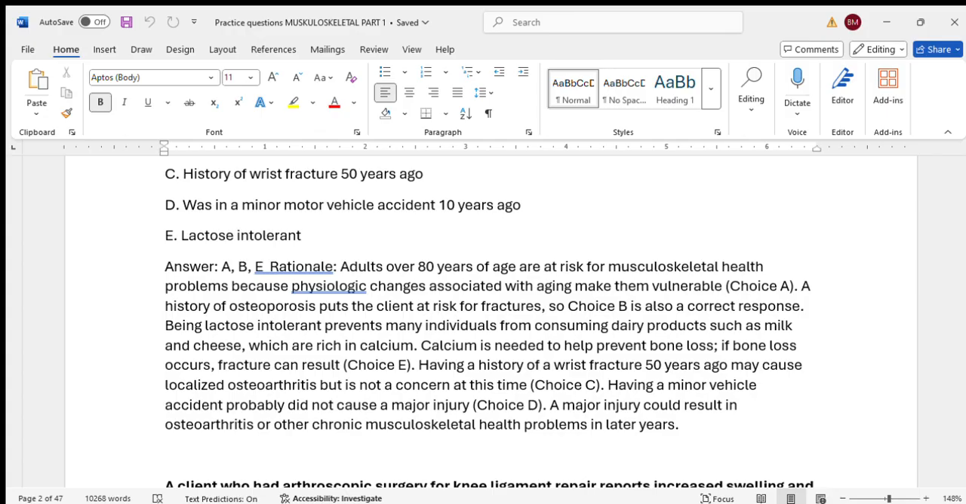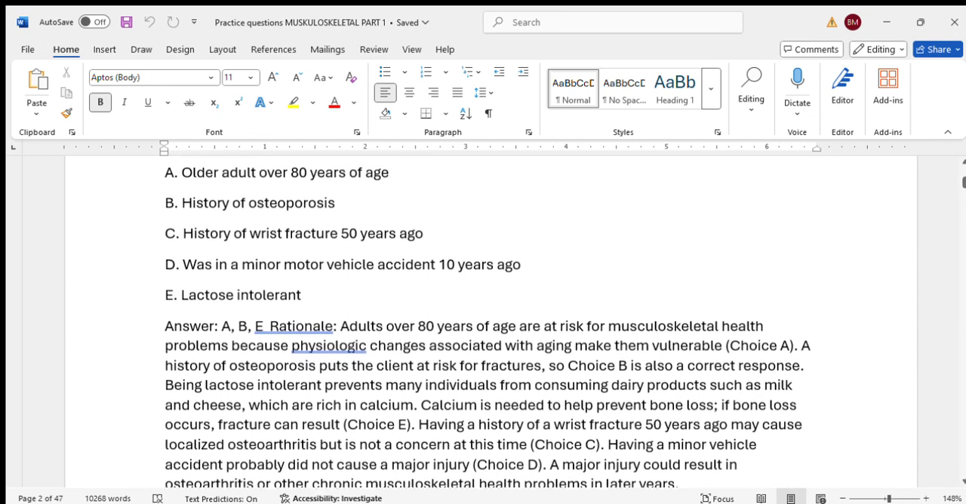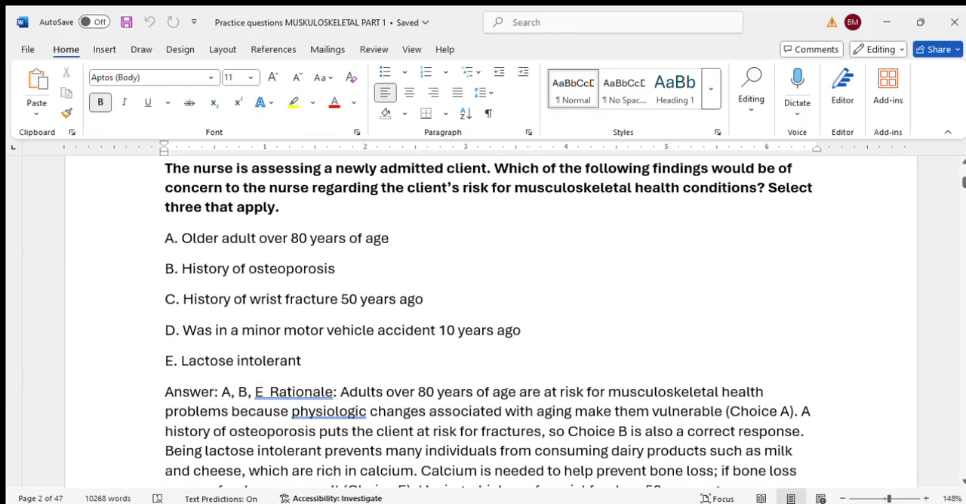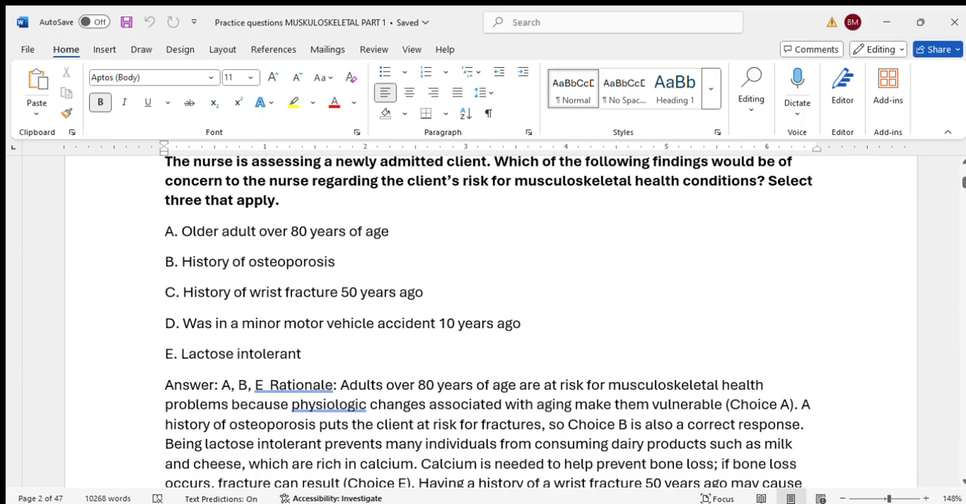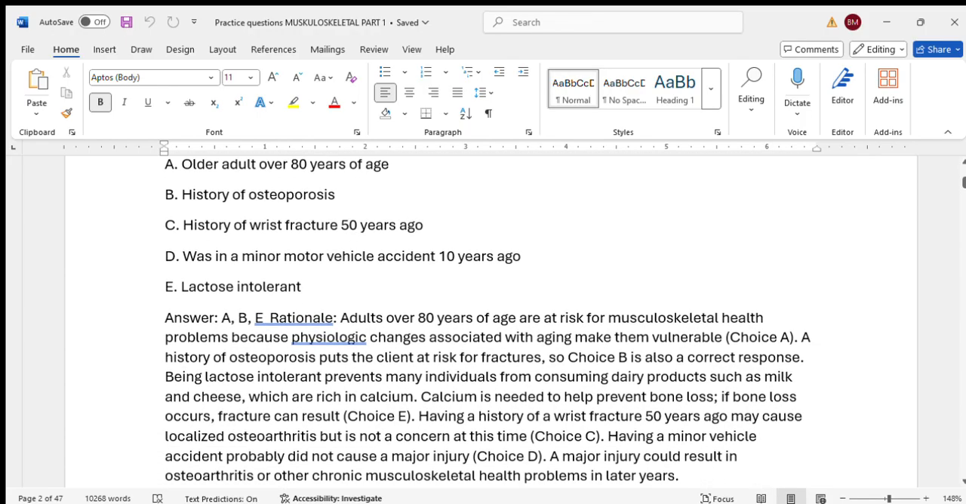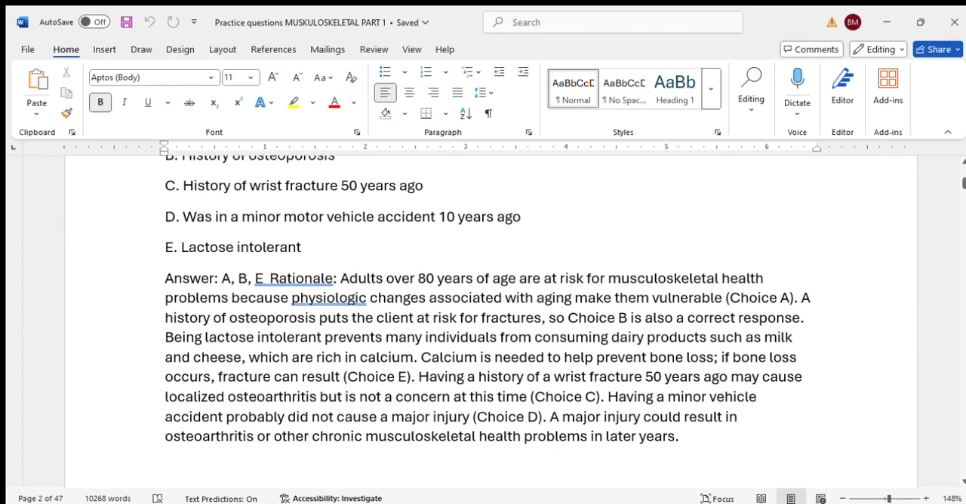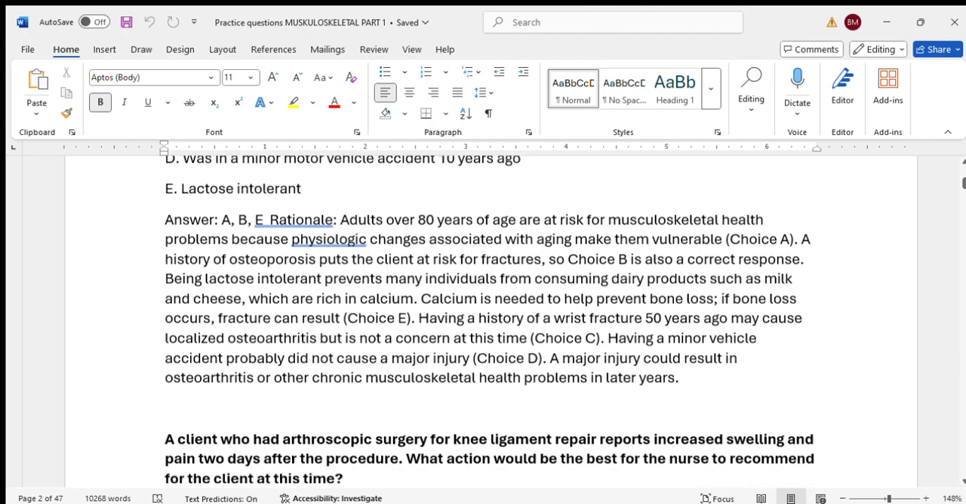osteoarthritis, but it's not a concern at this time. Having a minor vehicle accident probably did not cause a major injury. A major injury could result in osteoarthritis or other musculoskeletal health problems in later years. Okay, so remember, in this question, the factors are the age because the patient is fragile, the history of osteoporosis, and the lactose intolerance, which makes the patient avoid dairy products, right? Milk and cheese.